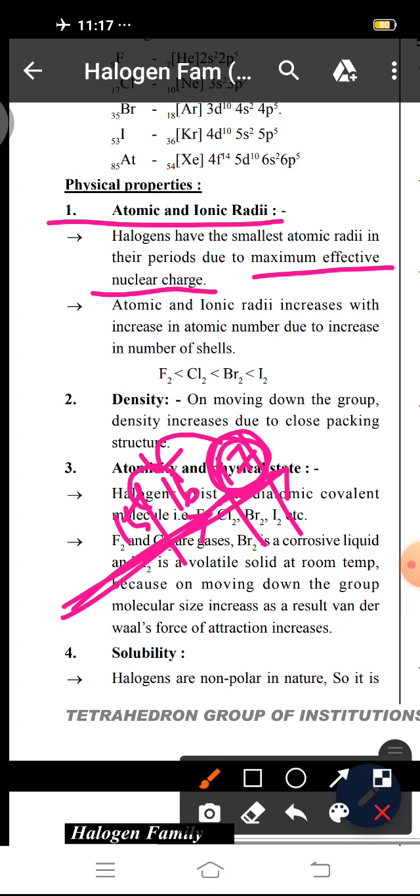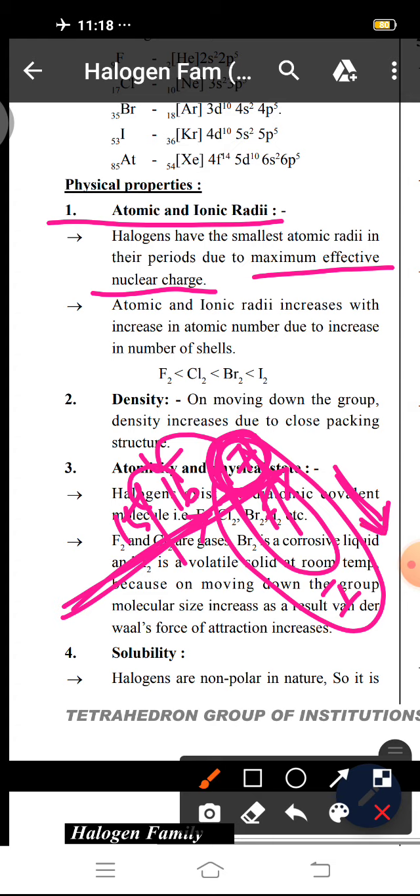If we consider only group 17 elements, from fluorine to iodine, the atomic radii and ionic radii increase on moving down the group, due to increase in the number of shells and decrease of effective nuclear charge.